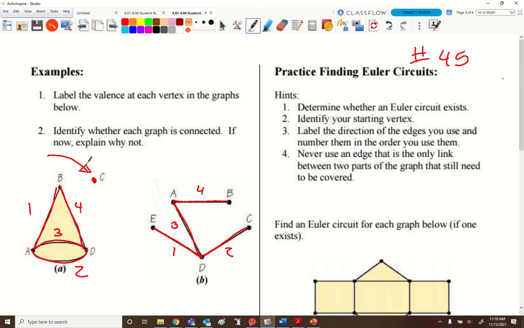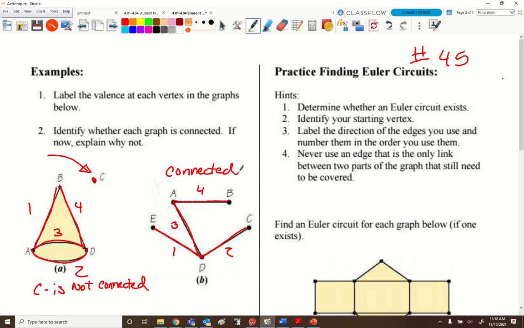Explain why not. C is not connected. Now, let's do B on this one. Let's answer the question. Is B connected? Yes, they all are connected over here. So for question B, they are all connected. There we go.